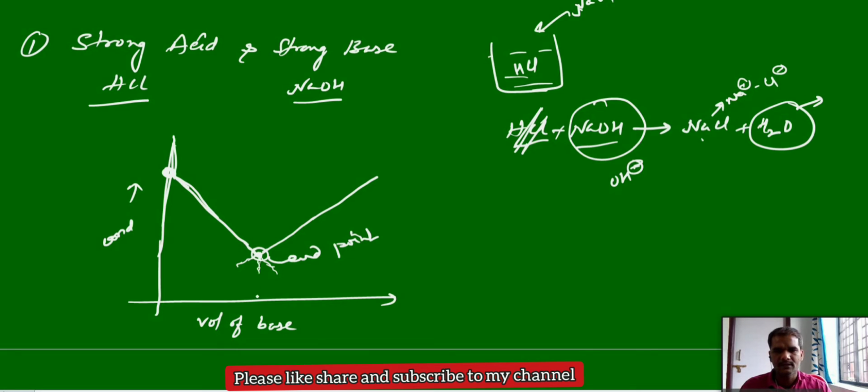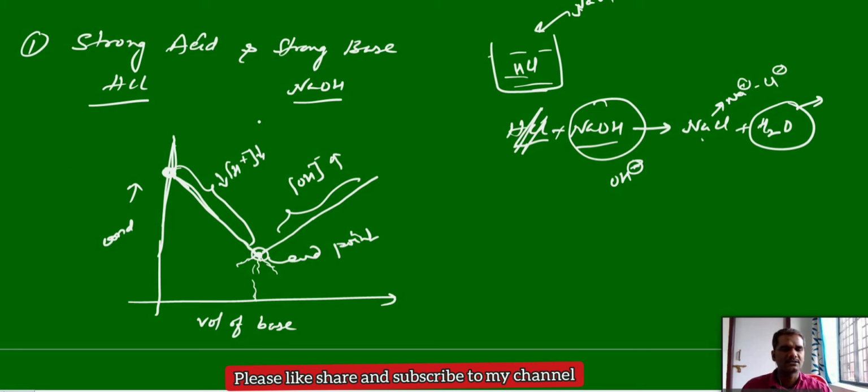So this is the end point. This is the volume of base required exactly to neutralize HCl. Then we can calculate the amount of HCl present. This slope indicates a decrease in H plus ion concentration, and this graph represents an increase in OH minus ion concentration. So H plus concentration decreases, conductance decreases, it will reach the end point. But after that, if you add more OH minus, the conductance will increase due to the OH minus ions.